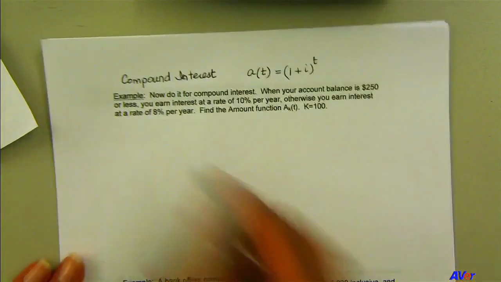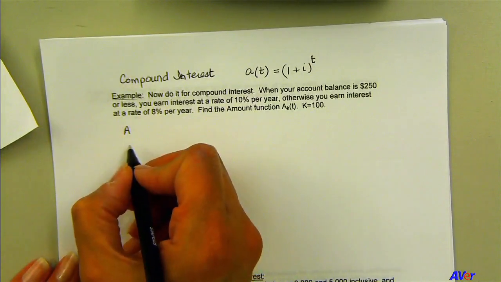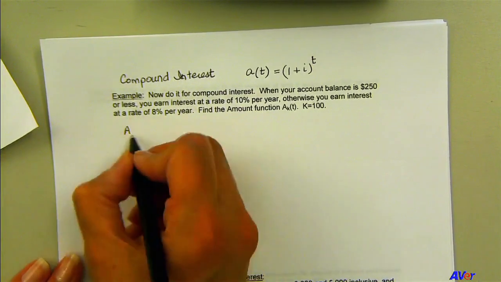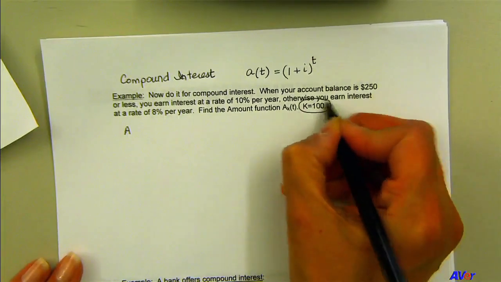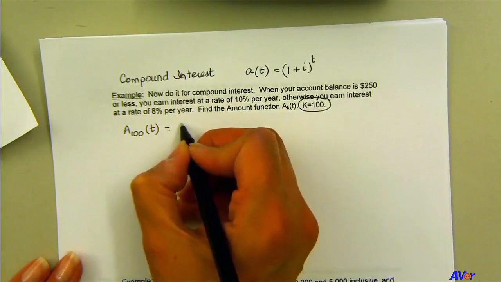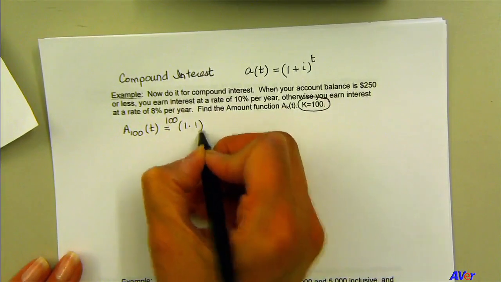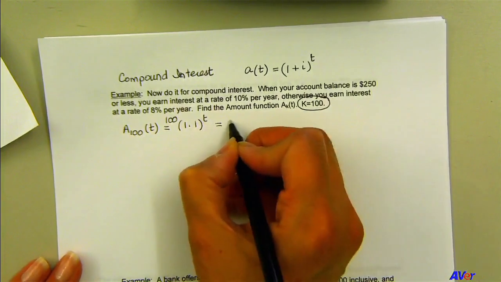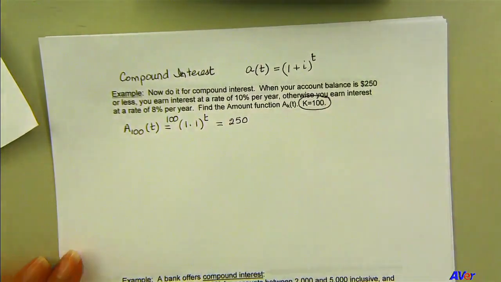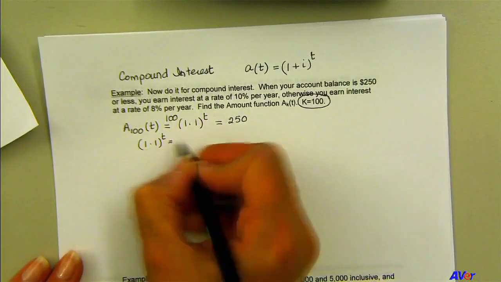So I want to say this, okay? Am I starting with $100? It says K equals 100. So A 100 of T equals 100 times 1.1 to the T. And I want to solve to see when that hits 250. Do you agree? Can you do that, please? Let's divide by 100. 1.1 to the T equals 2.5.